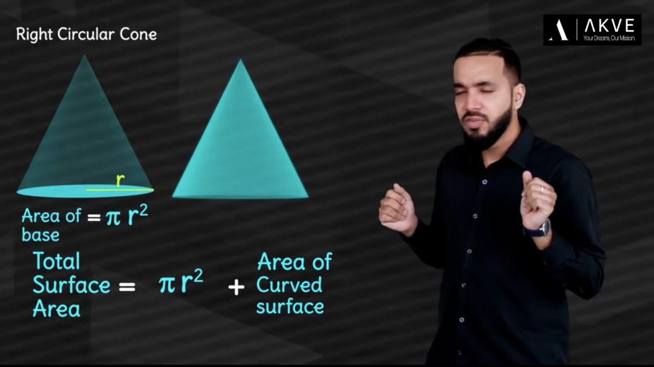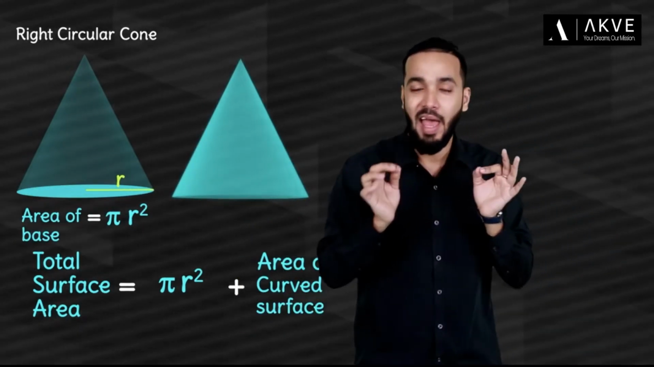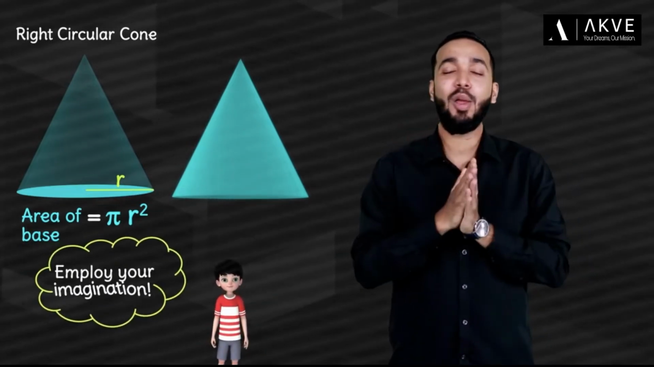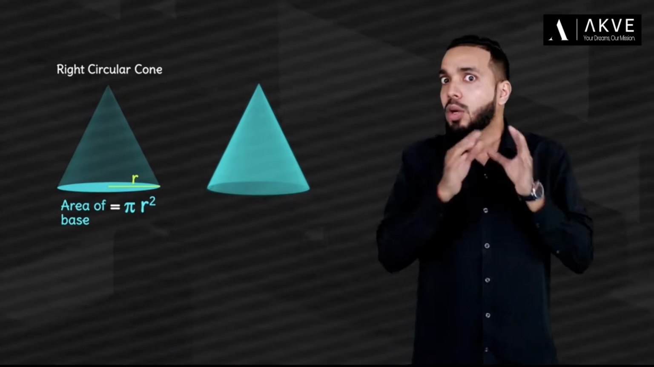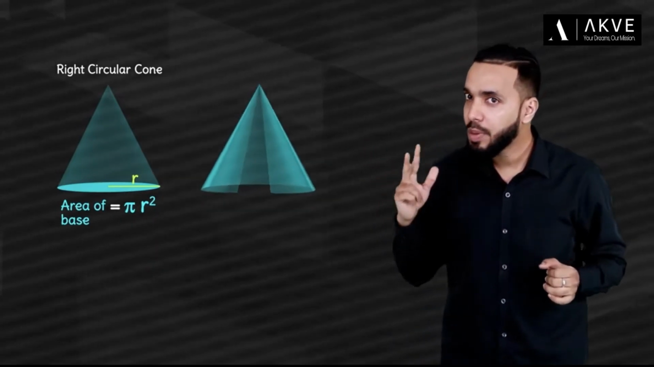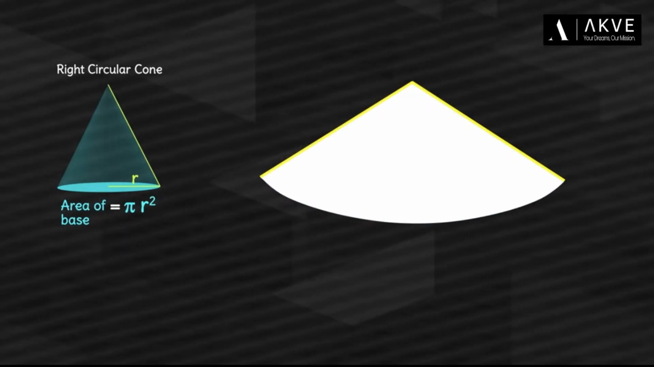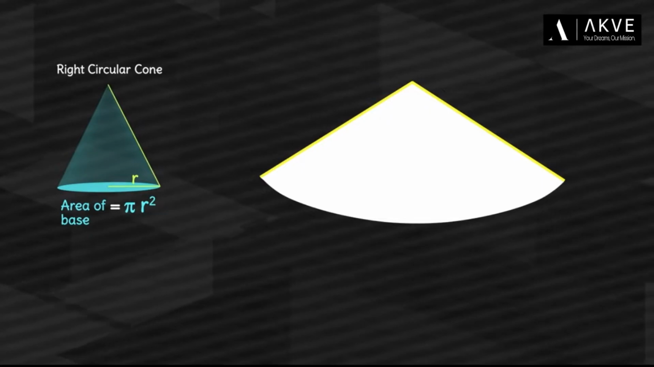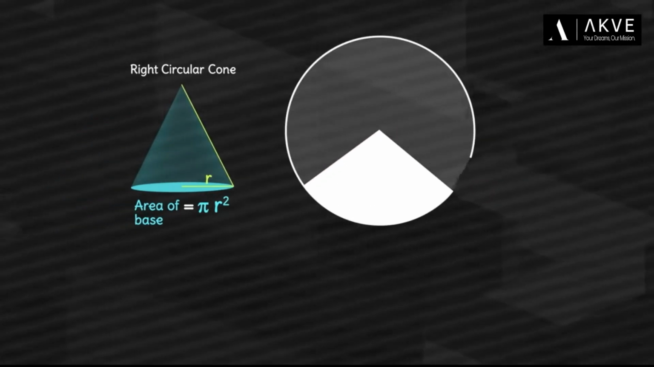But how do we find the area of this curved surface? I actually want you to employ your imagination for this one. Well, what would happen if we cut open this curved surface along its slant height? We'll get a shape like this, right? Now, if you notice, this is actually a part of a circular disc.